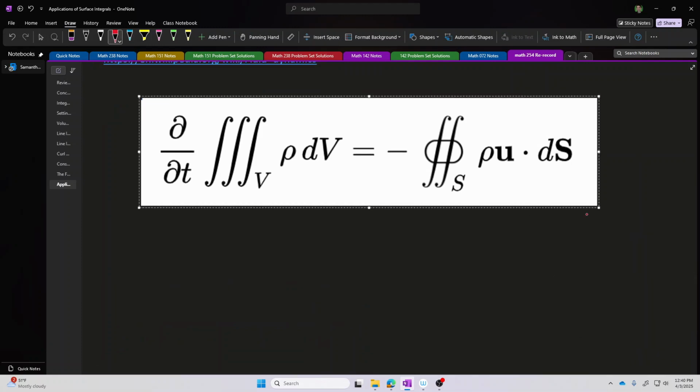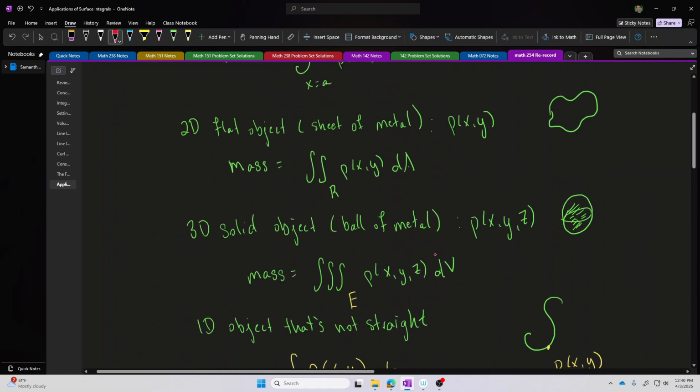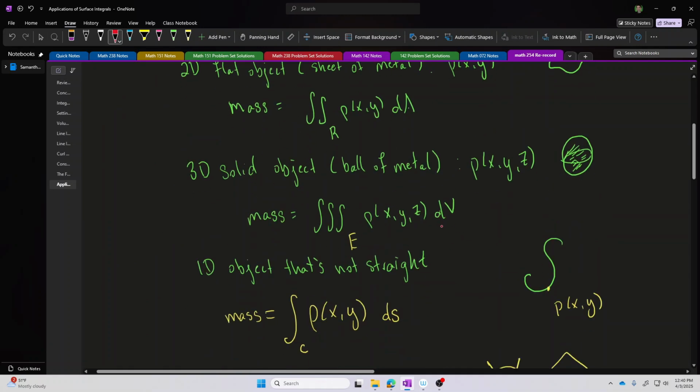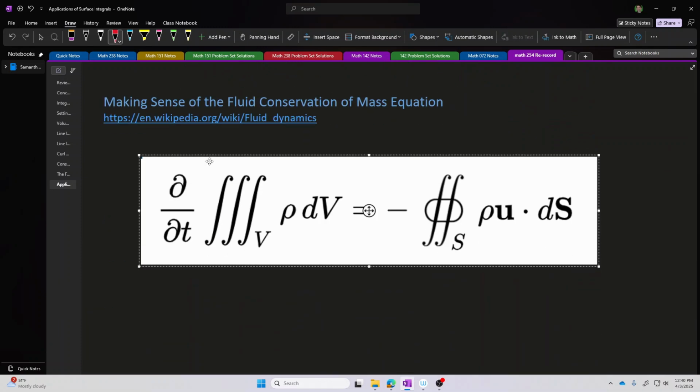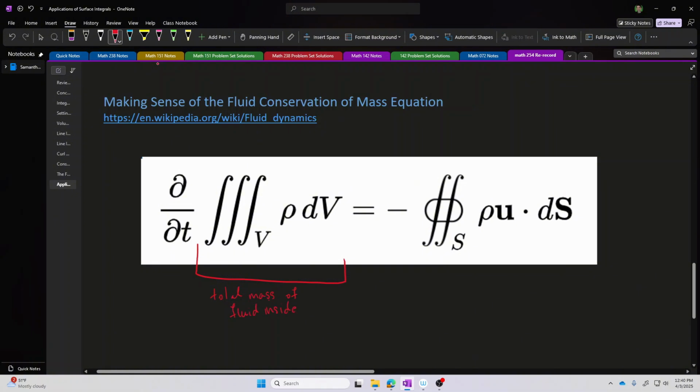So to mark this up, remember we just said earlier that when you integrate the density function, when you do a three-dimensional integral of a three-dimensional density function, that's getting you the mass of some solid 3D region. And so in this context, this triple integral of the fluid's density over V is going to tell you the total mass of fluid inside the 3D space called V.